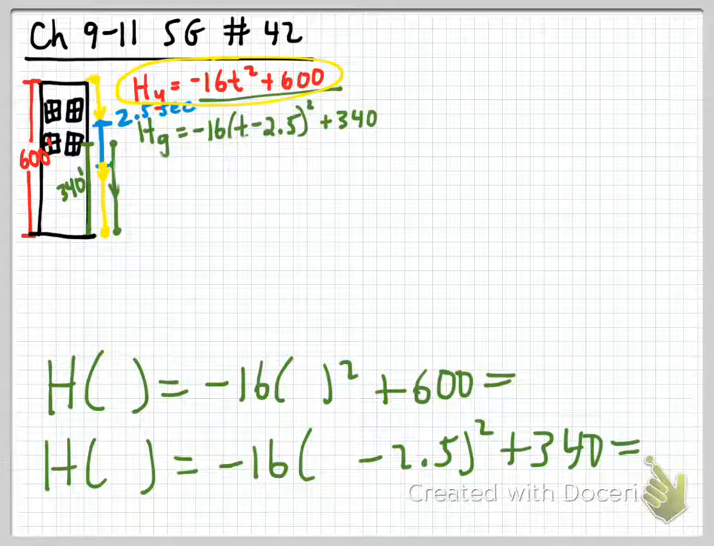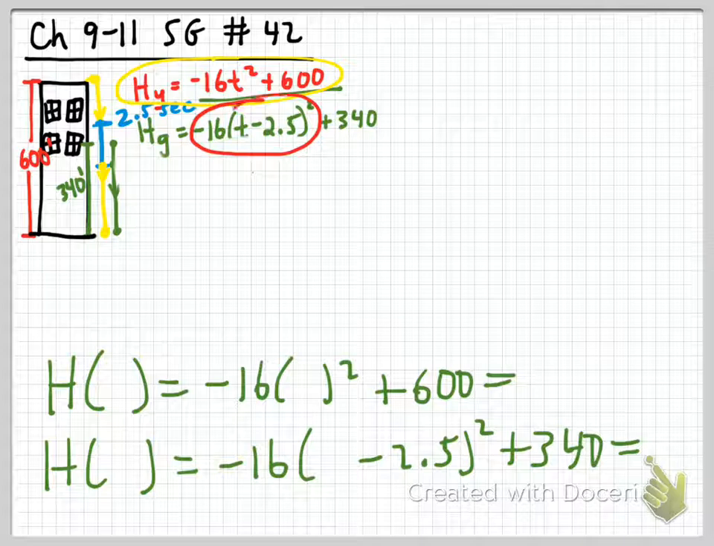And then the white, somebody else drops a white ball 2.5 seconds after the yellow ball is dropped. I figured I would go ahead and use green instead of white, since you can't really see the white. So these are the two equations that represent the height of the ball at any certain time. If t were 2.5, then this would equal 0, and then you'd have 340.